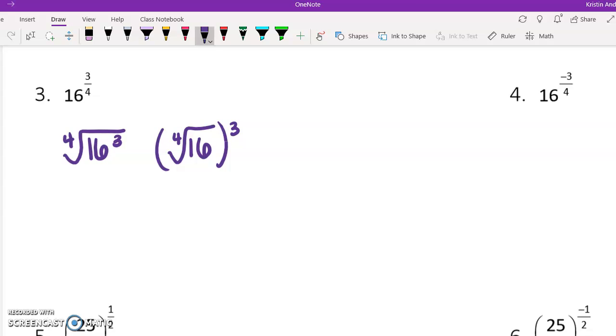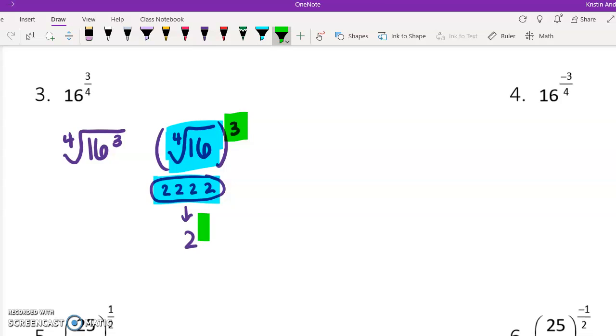If you do the prime factorization of 16, if you don't happen to know that one, 16 is 4 times 4, which is 2 times 2 times 2 times 2. And since there's 4 identical factors, you can take out a 2. So the 4th root of 16, that part right there, is just going to equal 2. And then we still have to cube on the outside. So I'm going to raise 2 to the 3rd power, and I'm going to get 8.